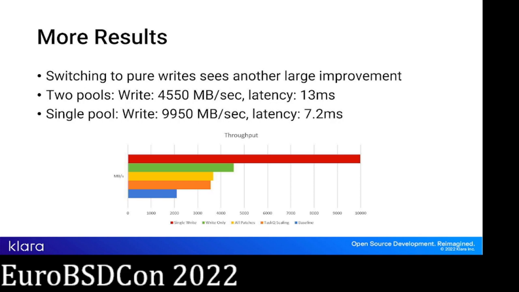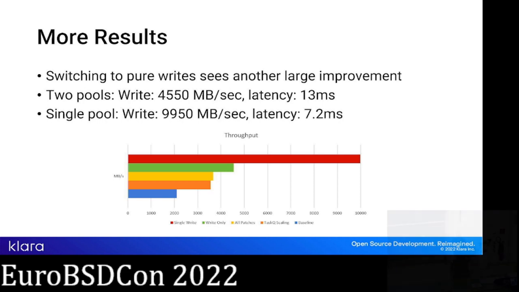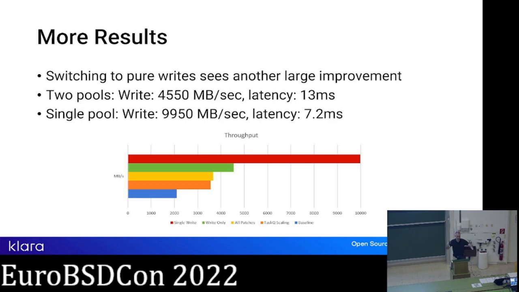Then if we got rid of the reads and configured the benchmark to do just writes, we actually got to about 4.5 gigabytes per second to each of the two pools. But the limit is still in ZFS, not the hardware. If we use just one pool instead of two, we actually got to just shy of 10 gigabytes a second of writes at a latency of only 7 milliseconds.